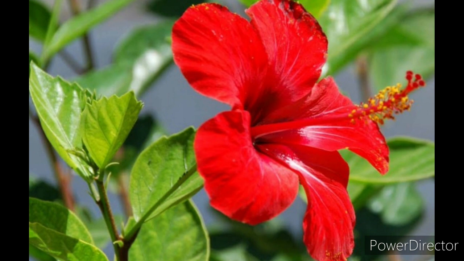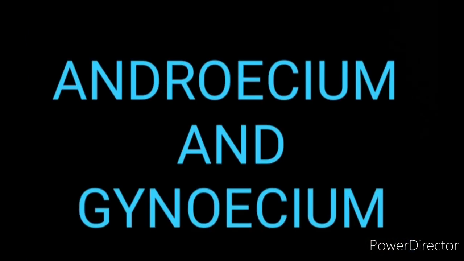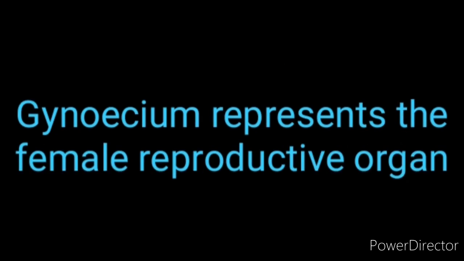In the flowering plants, androecium and gynoecium are the gamete-producing parts. So, androecium consists of stamens, which represent the male reproductive organ. Gynoecium represents the female reproductive organ. Now, we will discuss the male reproductive organ, that is called the stamen. Okay, the structure of the stamen.